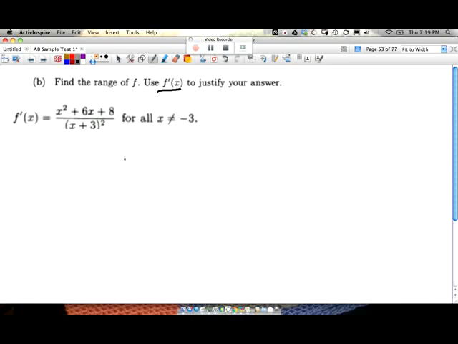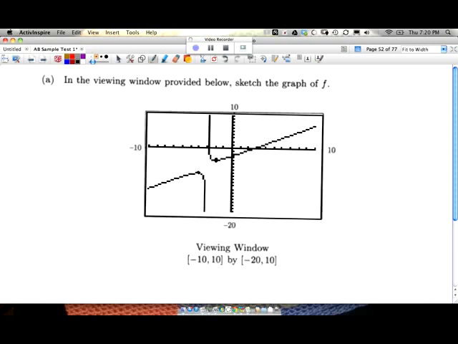Well, check this out. If I figure out when the top would equal 0, and I factor that, that would be x plus 2 and x plus 4, which means that I have critical points at x equals negative 2 and x equals negative 4. So take a look at what's happening. Right here I have a critical point, and right here I have a critical point. And things change. In fact, I have mins and maxes there.